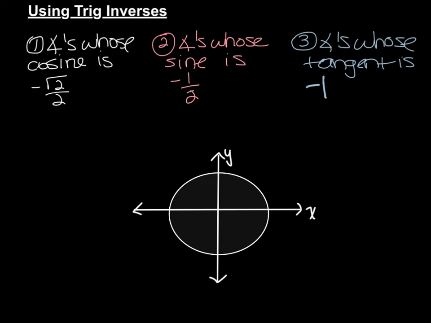Using trig inverses. We're going to do 3 examples here where it's just asking you for angles whose cosine is, whose sine is, or whose tangent is a certain answer. Now, I'm going to be using this unit circle for all 3 examples. I'll do them separately in different colors. We're starting off with cosine.